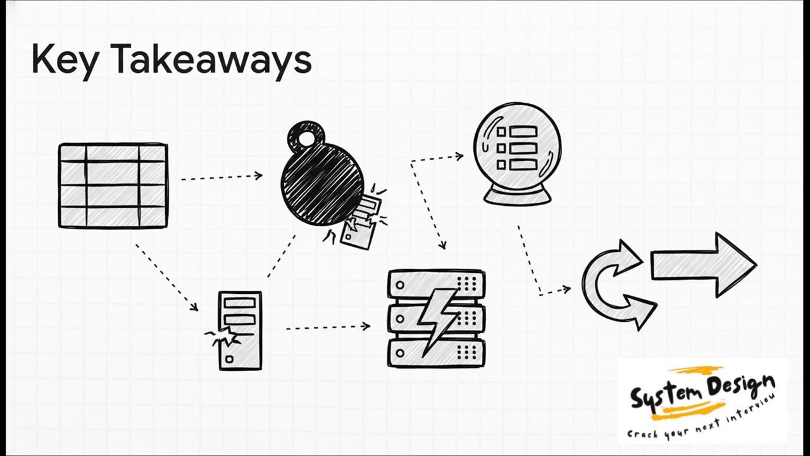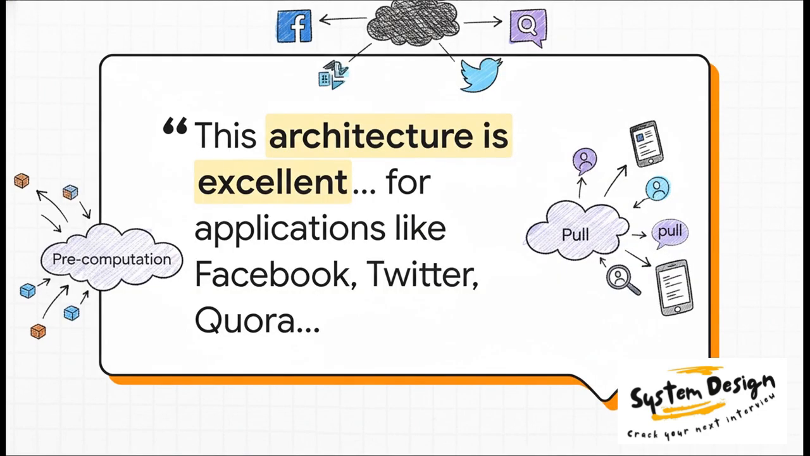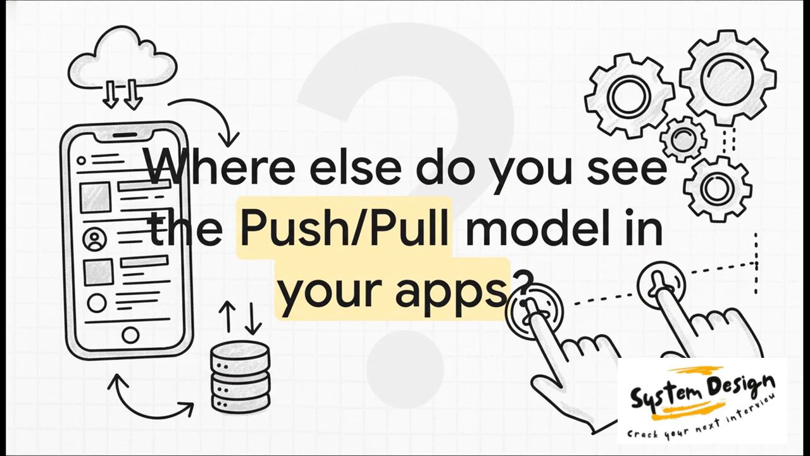What's so fascinating is that this design isn't unique to Instagram. As this quote points out, this fundamental architecture, this idea of pre-computation mixed with a hybrid push-pull model, is pretty much the backbone of almost every major social feed you use every day, from Facebook and Twitter all the way to Quora. Seriously, this pattern is a foundational piece of the modern internet.